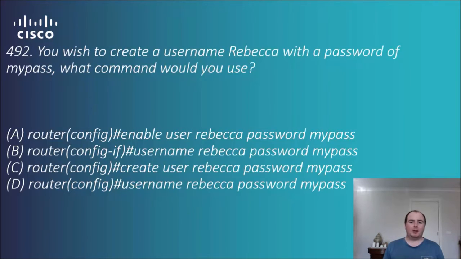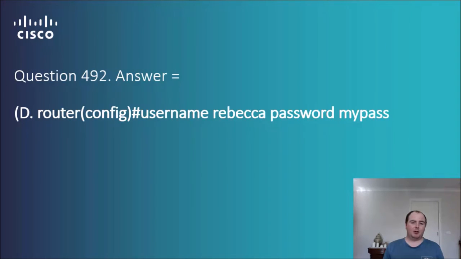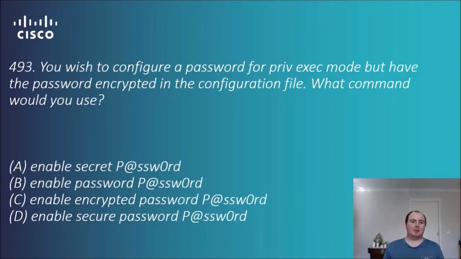492, you wish to create a username Rebecca with the password of mypass. What command would you use? Again, this would be knowing syntax. So we've got enable Rebecca password mypass, username Rebecca password mypass, create user Rebecca password mypass, or username Rebecca password mypass. B is definitely not right because it's not an interface, so we can rule out B. It's A, C, or D. Cisco's syntax likes D the most. Global configuration mode, username Rebecca, password mypass. Username, name, password, password.